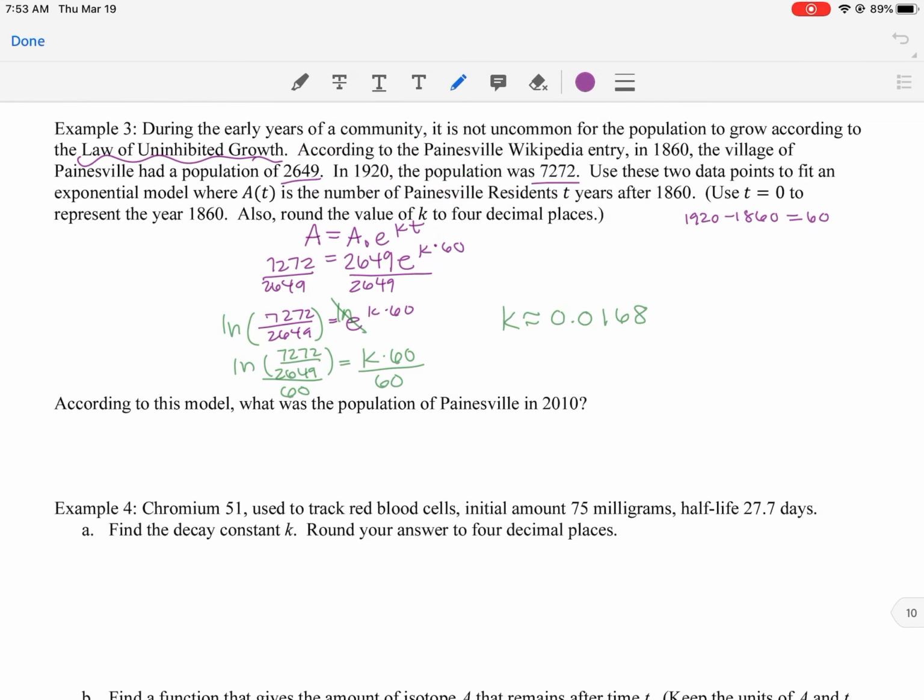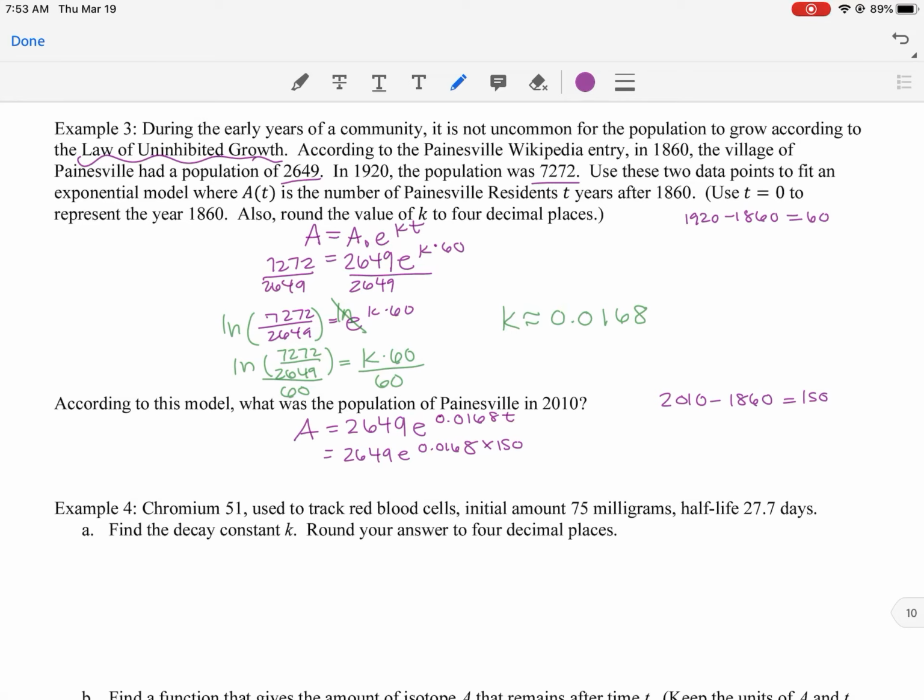Okay, so we're now saying, hey, I have the model. A equals my initial value of 2649, e, my k is 0.0168, and I've got a t. So now if we're saying, okay, well, what's the population in 2010? We want to figure out how far 2010 is from 1860. So when you subtract those two, we end up with 150. So all we're saying is take that model and plug in 150 for t.